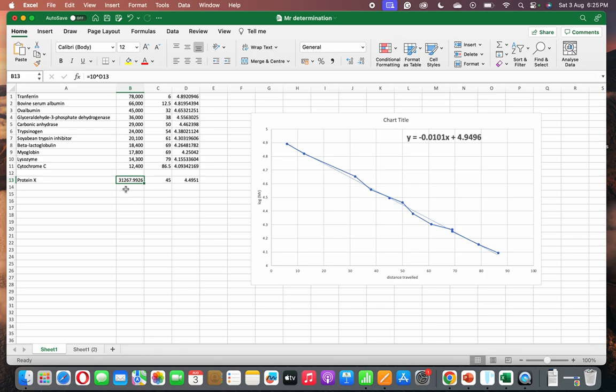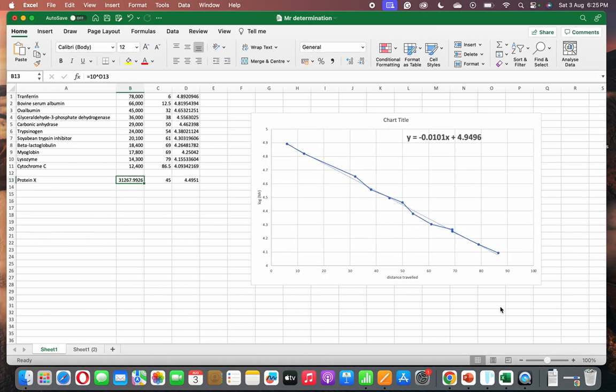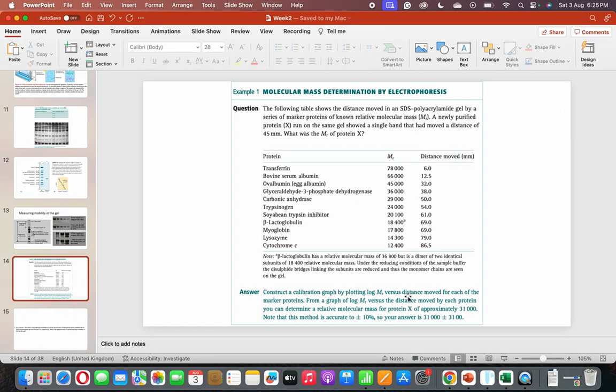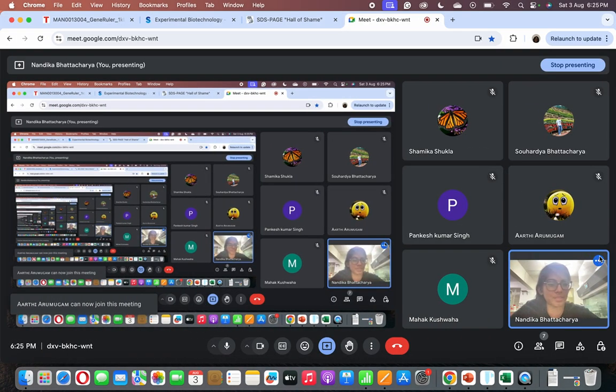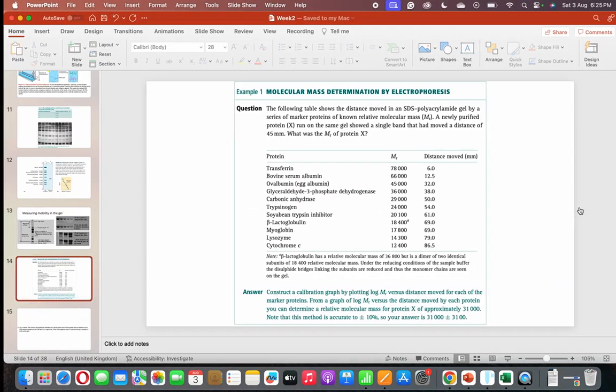Okay. What you have to remember is this method has an error rate of about 10%. So when we report this, we will say this is 31,000 plus minus 3,000 Daltons. So approximately 31,000 is the same answer that we got. I hope everyone has understood how we did this example. If you have any doubts, please feel free to ask, and feel free to type in the chat if you have any other questions.